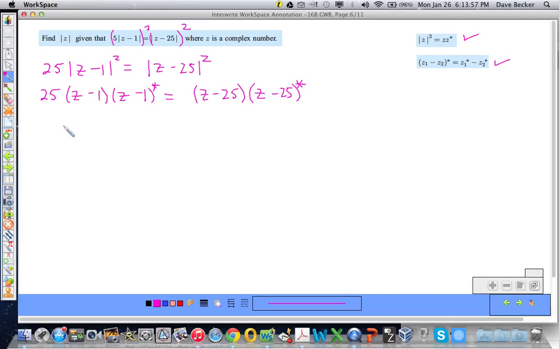Okay, and what happens from there is 25 times z minus 1 times z star minus 1. All I'm doing is z1 minus z2 star, I'm just moving the star here, equals z1 star minus z2 star, no big whoop there. But what happens here? Well, if you can think of the minus 1 as its own complex number, negative 1 plus 0i, then it works out. We already have the star. This is just right in here is minus 0i, so we're okay. So this is z minus 25 times z star minus 25.